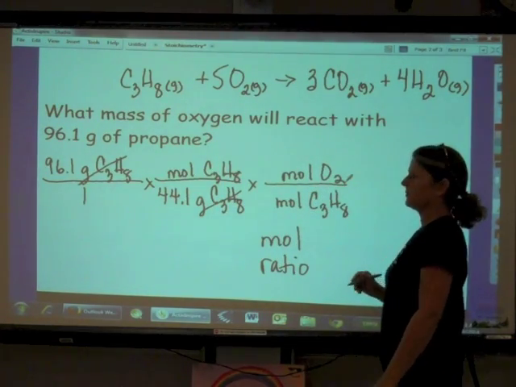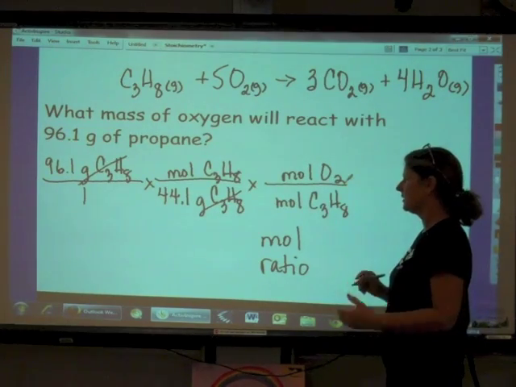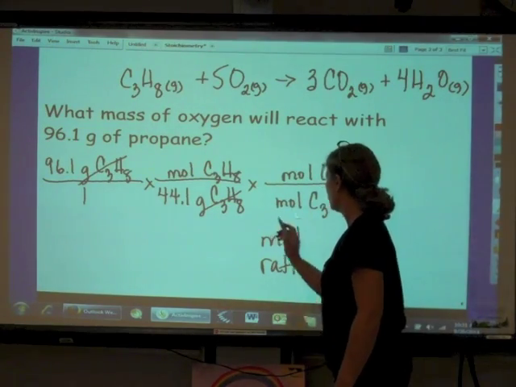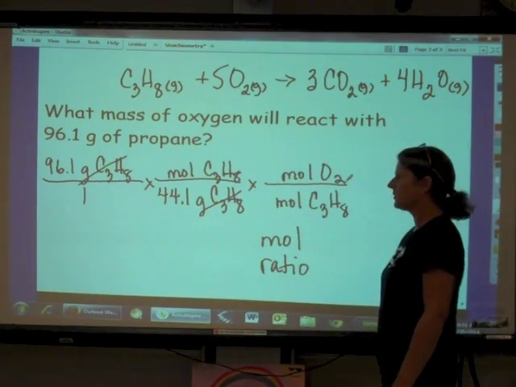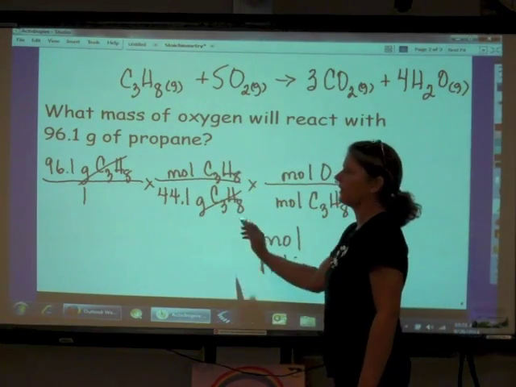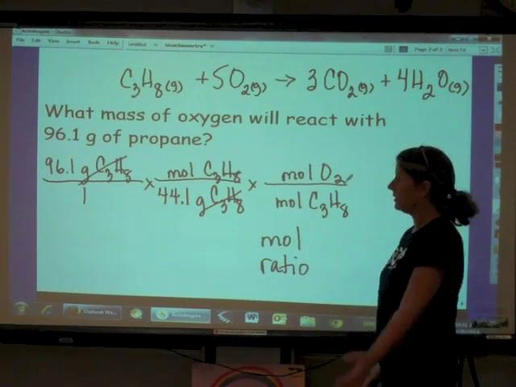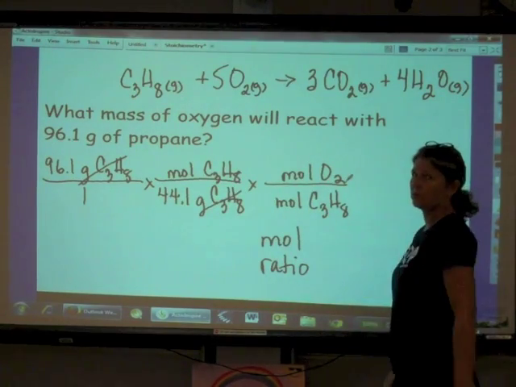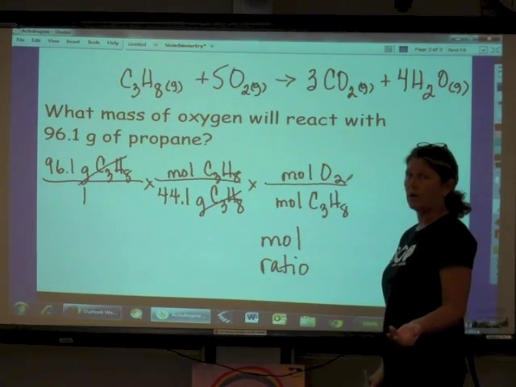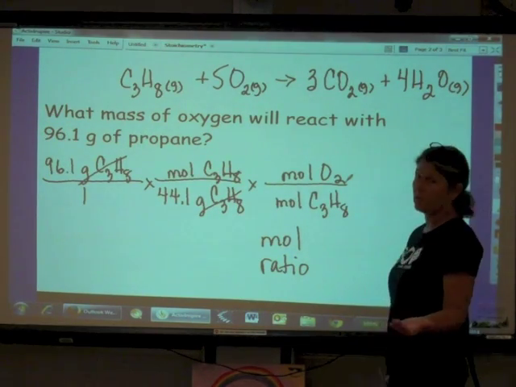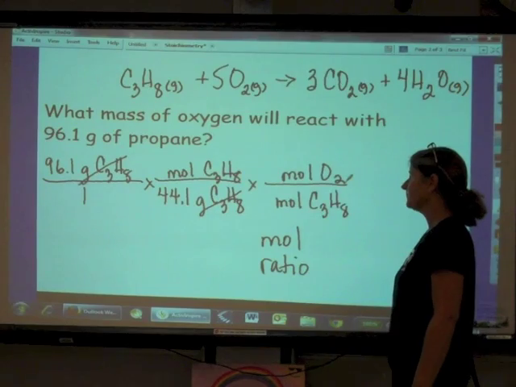And that's easy for me to do and to see, because these moles of propane will cancel with these moles of propane. So there's no shortcuts. There's no leaving out the chemical formulas in a stoichiometric dimensional analysis. You need them in order to know that you are solving for the correct quantity.